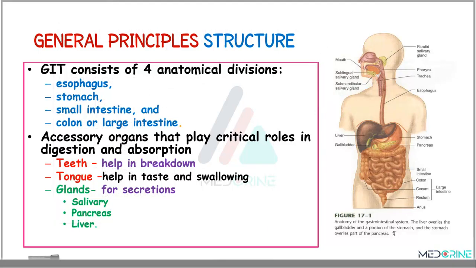When looking at the general principles on the structure of the gastrointestinal tract, the GIT has four anatomical divisions, that is the esophagus, the stomach, the small intestine, and the colon or the large intestine. We also have accessory organs which play a critical role in the digestion and absorption of food. These accessory organs include the teeth, the tongue, and the glands.